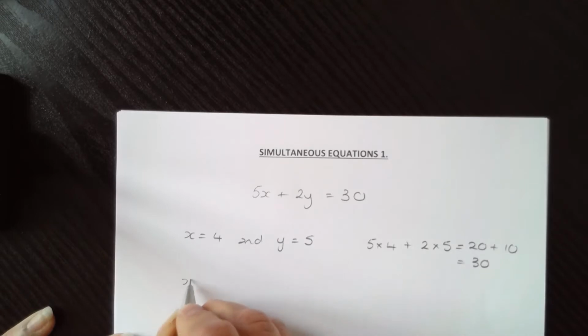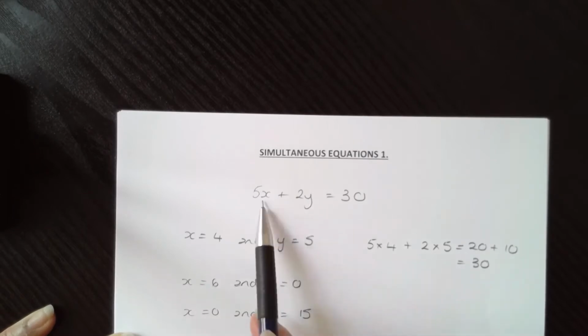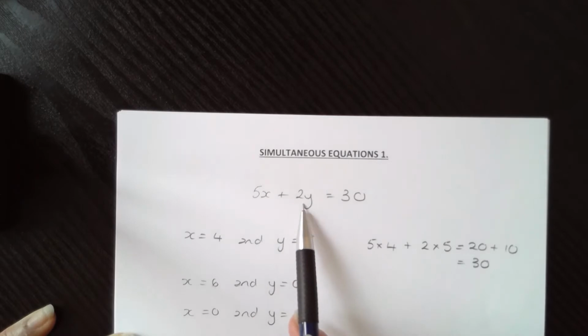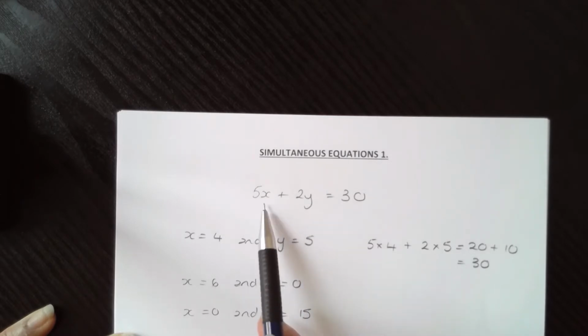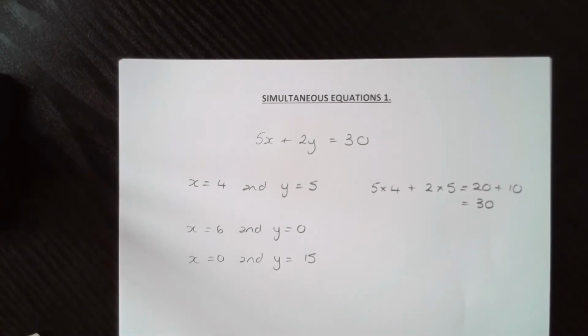For instance, x is equal to 6 and y equals 0 is a solution. 5 lots of 6 is 30 and 2 lots of nothing added together is still 30. Also, x is equal to 0 and y is equal to 15. 5 lots of nothing is nothing. 2 lots of 15 is 30, so nothing and 30 is 30. So all these are pairs of solutions. And there are many pairs that fit this equation.